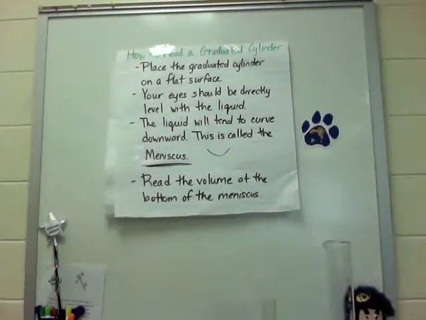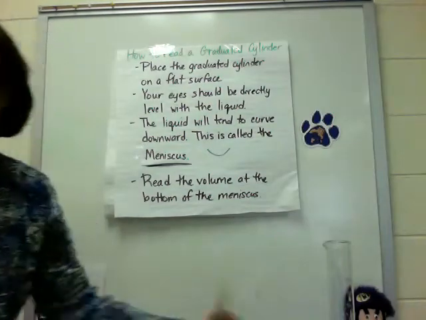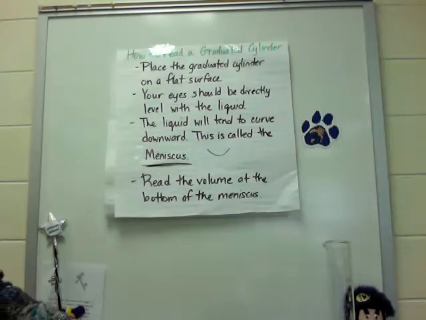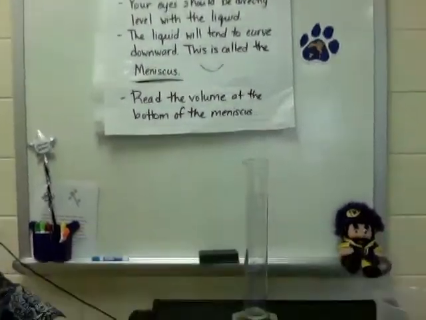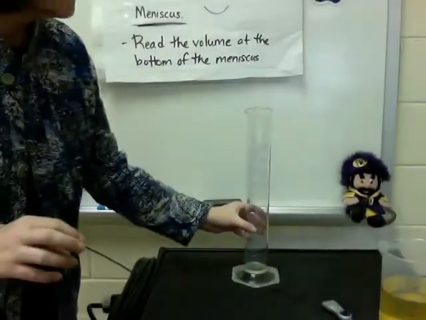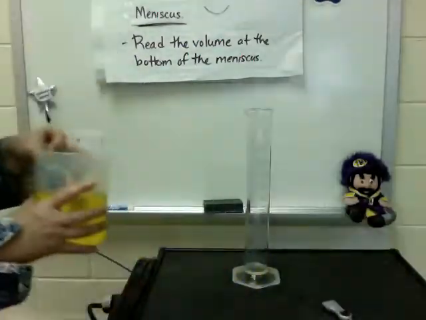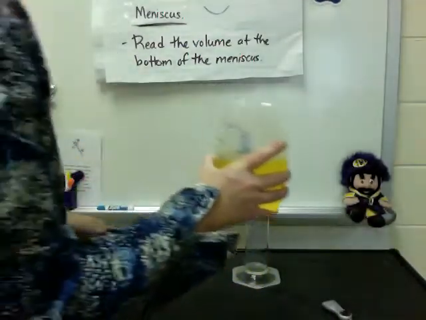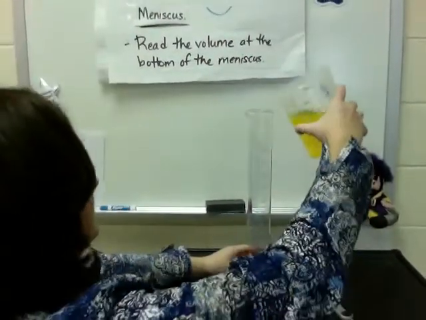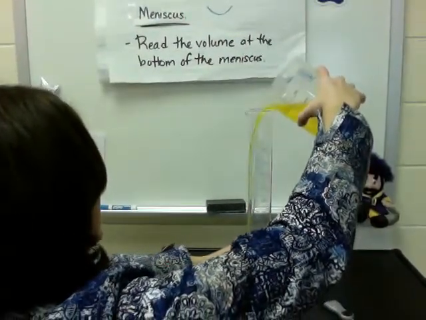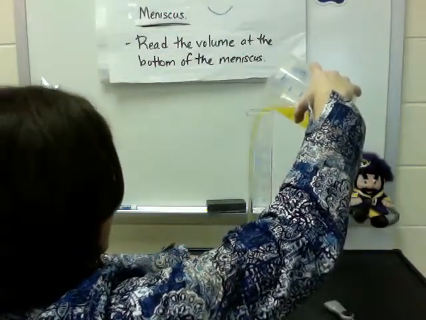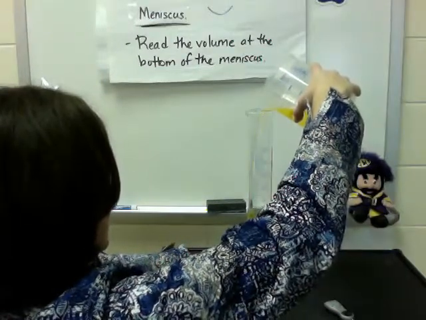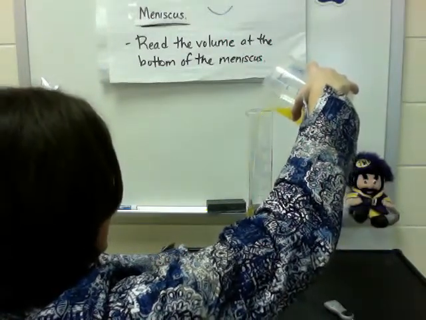So after figuring out how your graduated cylinder is calibrated or measured, we're going to place the graduated cylinder on a flat surface. Next, your eyes should be directly level with the liquid. So we're going to add water that's had yellow food color added into it. We're going to pour that into our graduated cylinder until we reach 300 milliliters. So we're going to get down on eye level, and we're going to slowly pour the liquid in until we reach the designated amount, which is 300 milliliters.